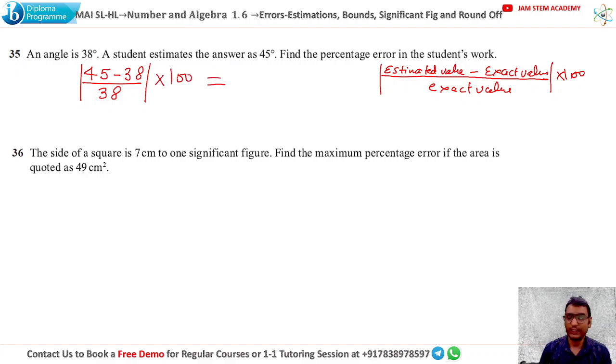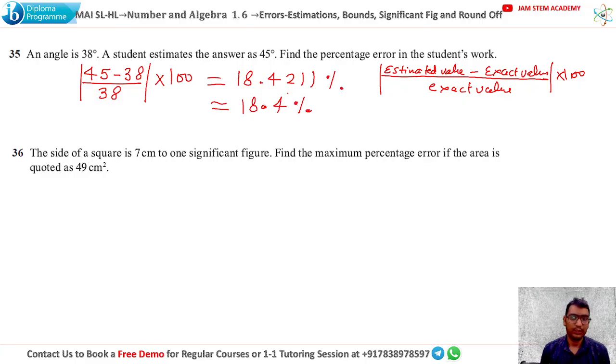Let's use the GDC to calculate this value. So I'm getting 45 minus 38, which is 7, divided by 38 times 100, gives 18.4211. I have to write my answer correct up to three significant figures, as I said. So I can approximate 18.4211 to three significant figures, which is 18.4%.